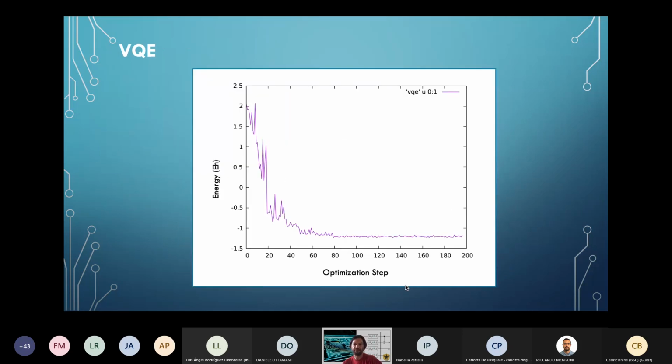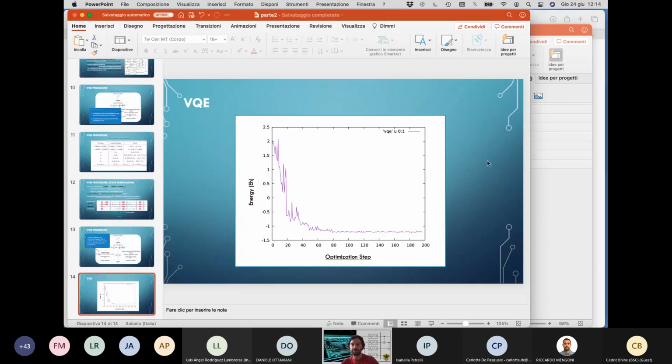The ansatz, right? This is an example of optimization. You have energy, and then as the algorithm is proceeding, you can optimize, you can jump a bit, but at the end you arrive at a certain value, which is the best value you can get for this ansatz.